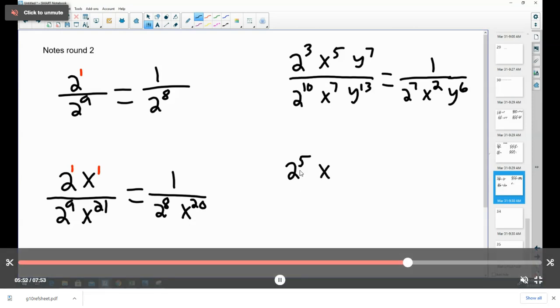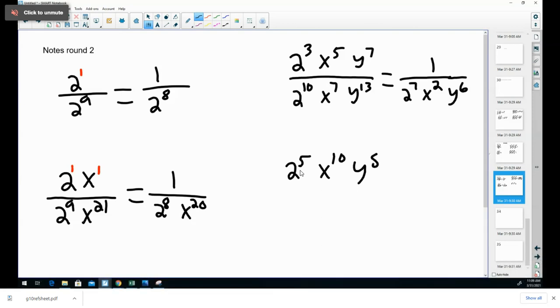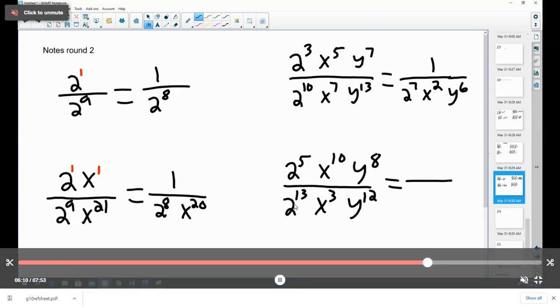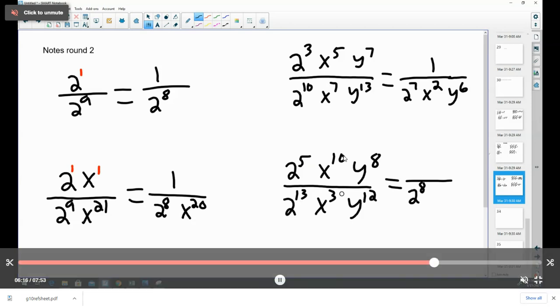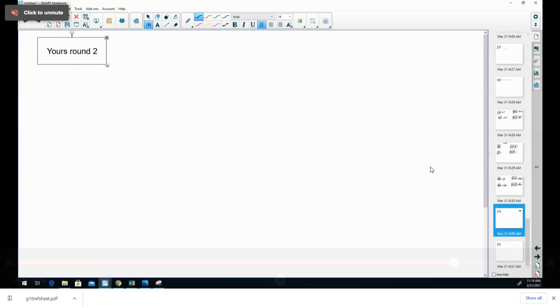Okay, so now we have 2 to the 5th, x to the 10th, y to the 8th, over 2 to the 13th, x to the 3rd, y to the 12th. So we have 13 minus 5. Okay, this one's bigger. 13 minus 5 is 2 to the 8th on bottom. 10 minus 3 is x to the 7th on top. The 10's bigger. And 12 minus 8 is y to the 4th on bottom because 12 is bigger. So here I have my fraction without the 1 because the x to the 7th was now on top. And make sure you copy those.